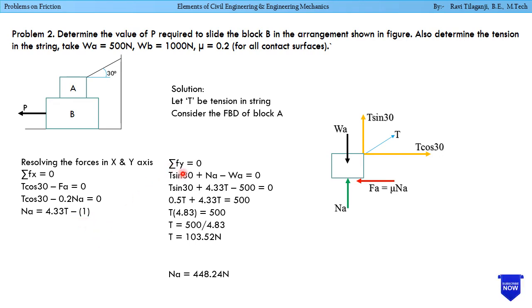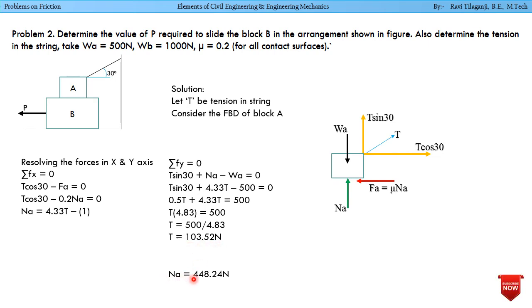Now resolving the forces in y direction, we are writing the forces in y axis. So we are having T sin 30 plus Na minus WA, because it is acting downwards, considering it as minus. T sin 30 plus 4.33 T, value of Na from equation 1, minus 500 equals 0. 0.5 T plus 4.33 T equals 500. 4.83 T equals 500. T equals 500 divided by 4.83. T equals 103.52 Newtons.